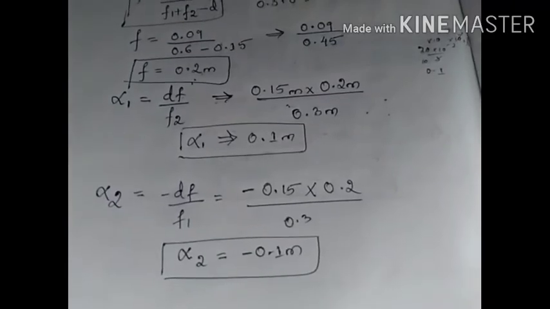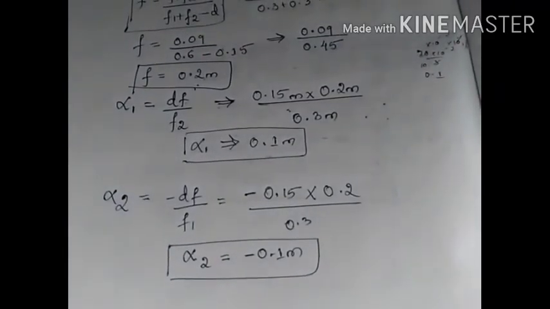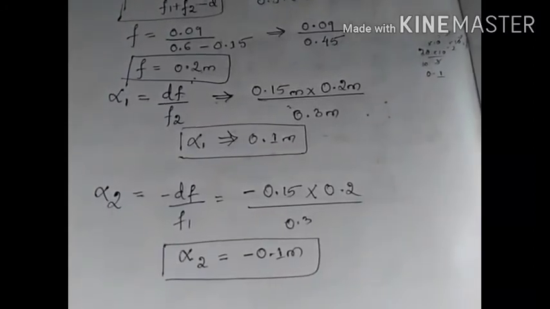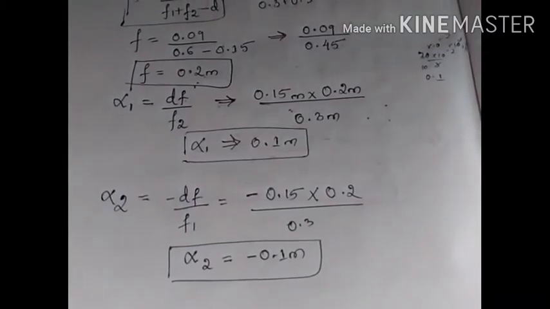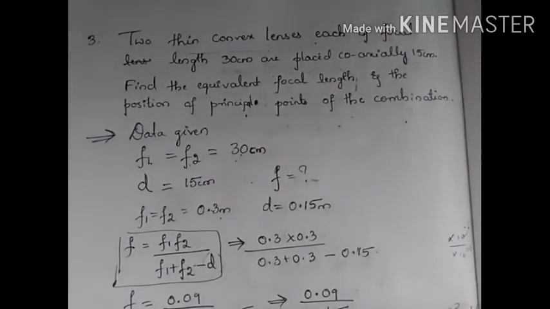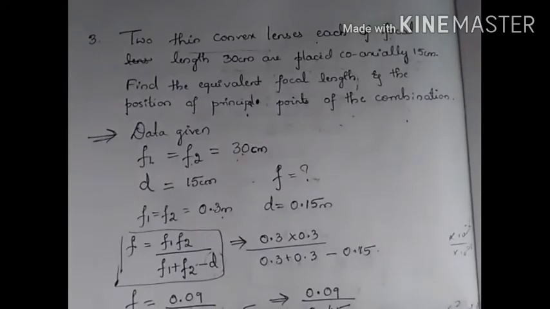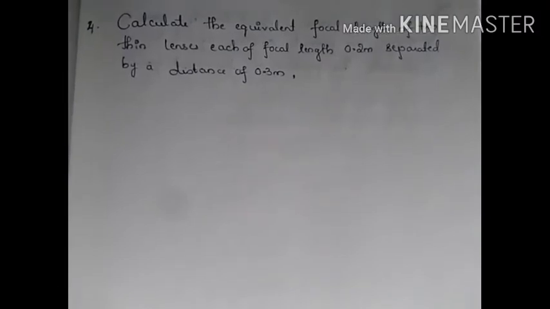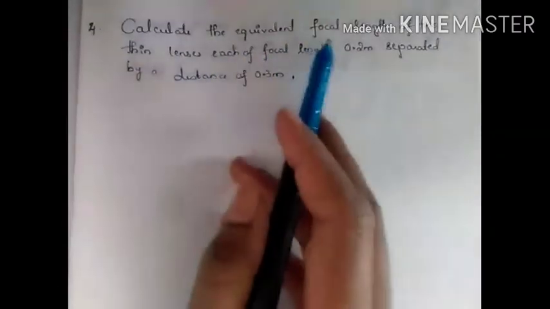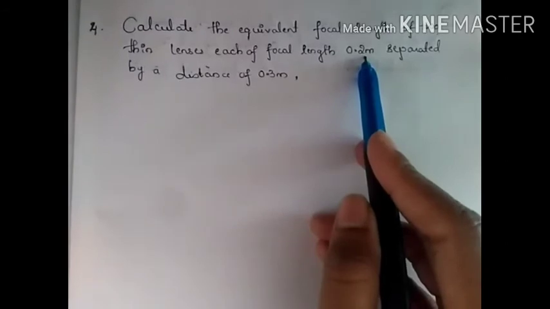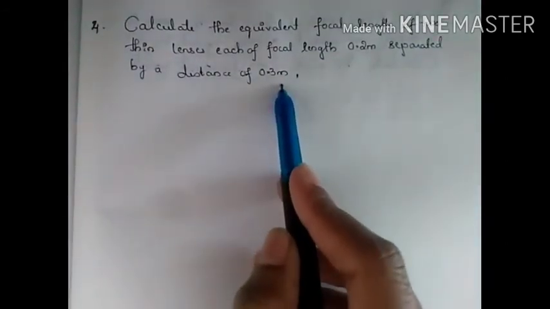Since the focal length of both lenses is the same, we'll get alpha 1 and alpha 2 of the same magnitude but with different direction. So alpha 1 is 0.1 meters and alpha 2 is minus 0.1 meters. So this is the solution for the third question, that is two thin lenses separated by a finite distance. So the next question here is to find the equivalent focal length. This is again a direct question. Here you have to find the equivalent focal length of two thin lenses which have a focal length of 0.2 meters and are separated by a distance of 0.3 meters.